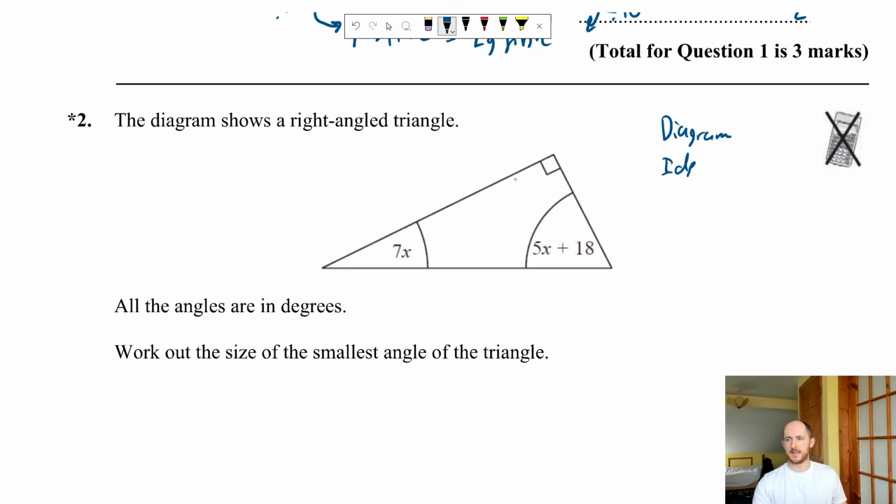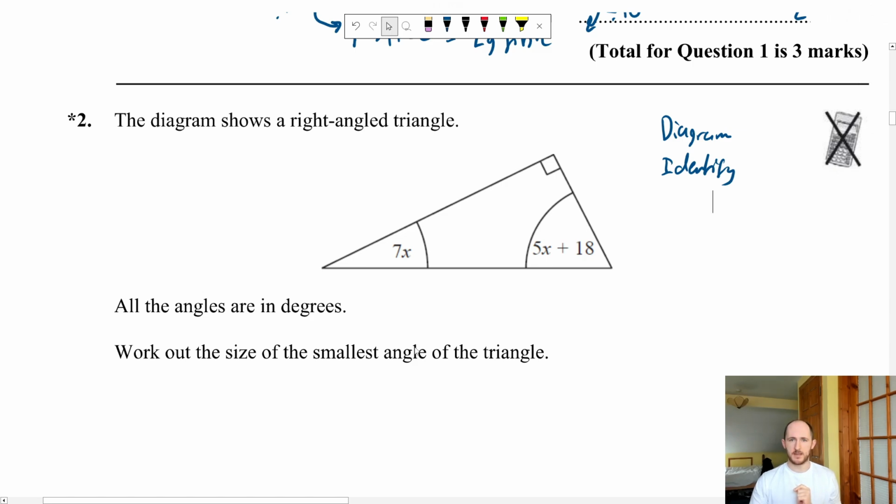So I, for identify, what do we want to do? Well, let's read the question. We have a right-angled triangle, and we've been given all three angles, technically speaking. And it says, work out the size of the smallest angle of this triangle. So I've identified we need to work out the smallest angle. I don't know which one it's going to be, right? I don't know from looking at this which one's the smallest.